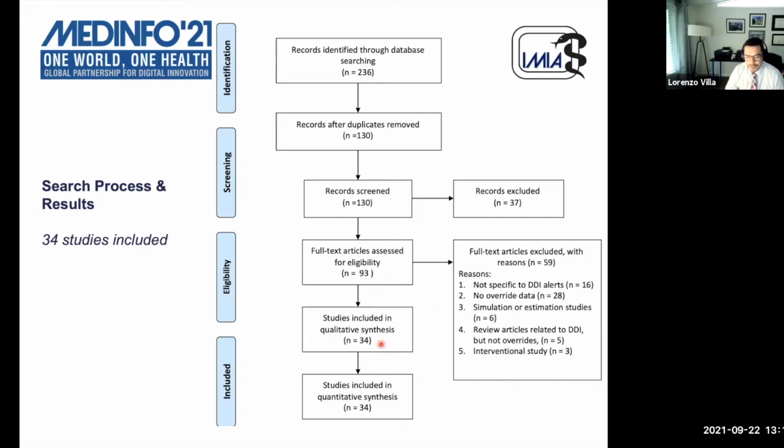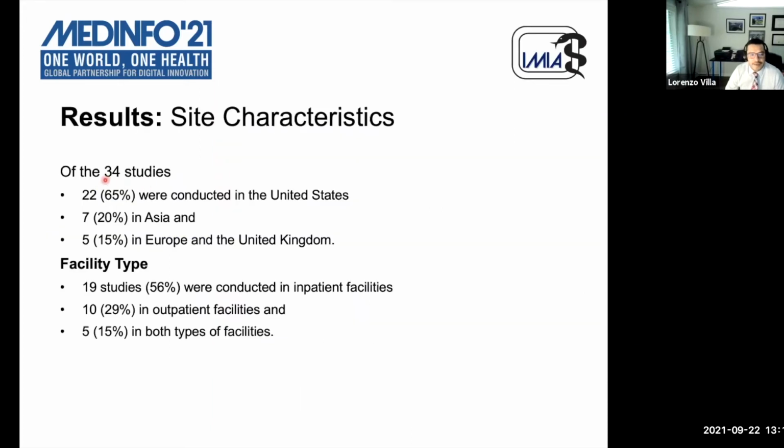From those 34 studies, we extracted all the information related to the override phenomenon. Also, we included only studies reporting in English. So you can see that 22 studies were conducted in the United States, 7 studies were conducted in Asia, and 5 were conducted in Europe and the United Kingdom. The facility type was a mix for some of them, but most of the reports were conducted in inpatient facilities, where they have computerized systems that provide these alerts.